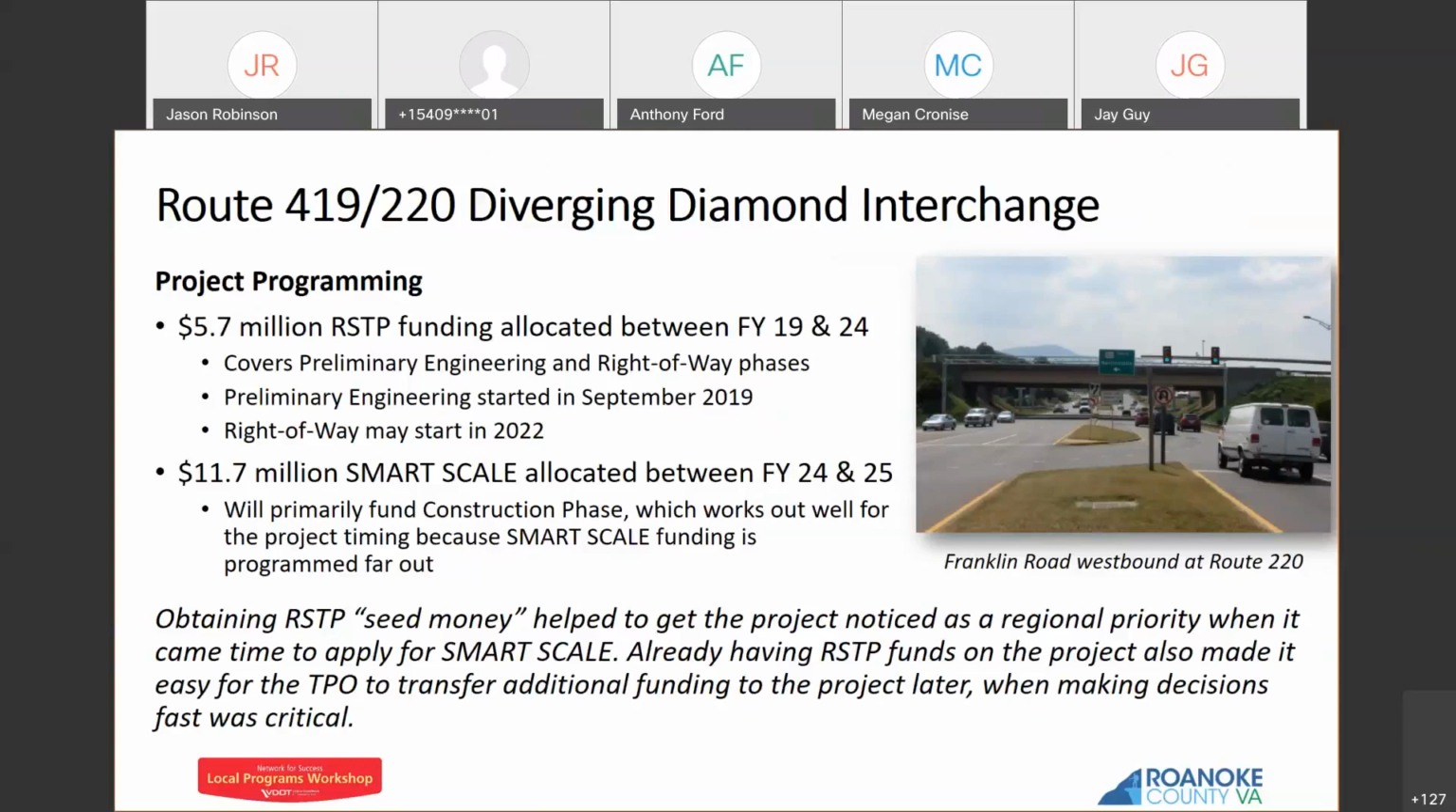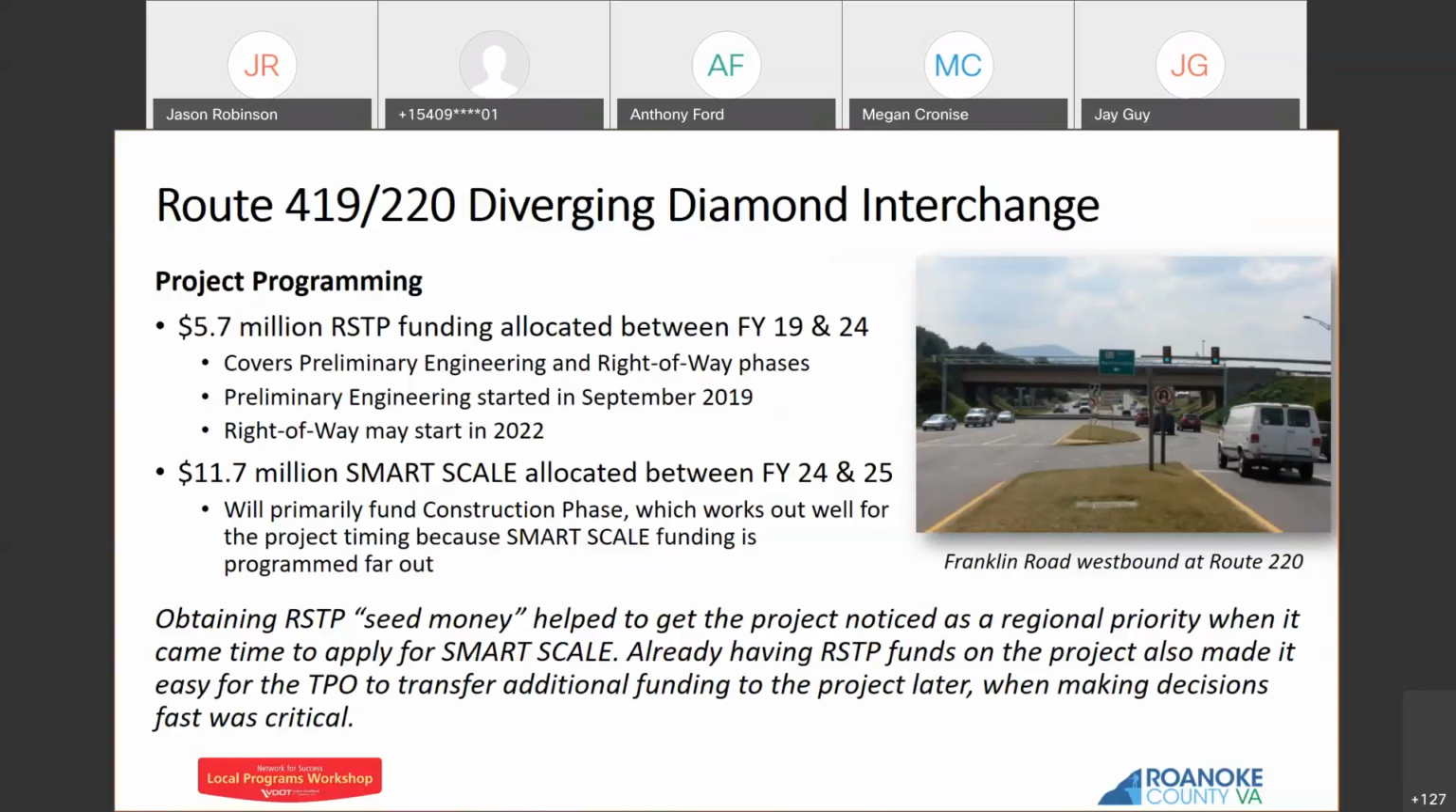So obtaining that RSTP seed money helped to get the project noticed as a regional priority when it came time to apply for Smart Scale. And already having the RSTP funds on the project also made it really easy for the TPO to transfer additional funding to the project later when making decisions fast was critical.